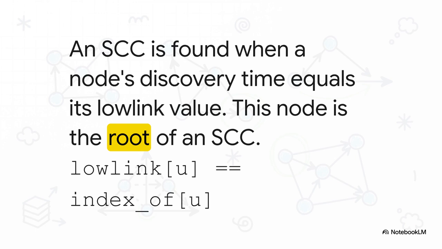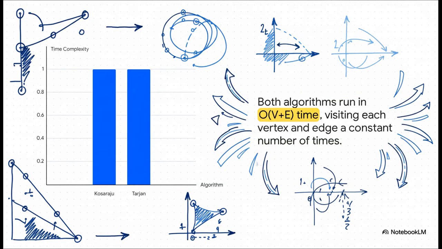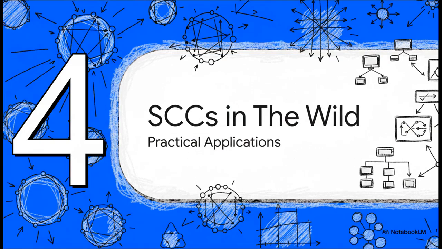So you might be thinking, which one is faster? Well, despite their really different approaches, 2 passes versus 1, a whole transpose graph versus a simple low-link array, both algorithms are optimally fast. They both run in what we call O of V plus E time, which just means they visit each vertex and each edge a constant number of times. They're both incredibly efficient. So we have these two powerful algorithms, but how do they really stack up and where do you actually use them?